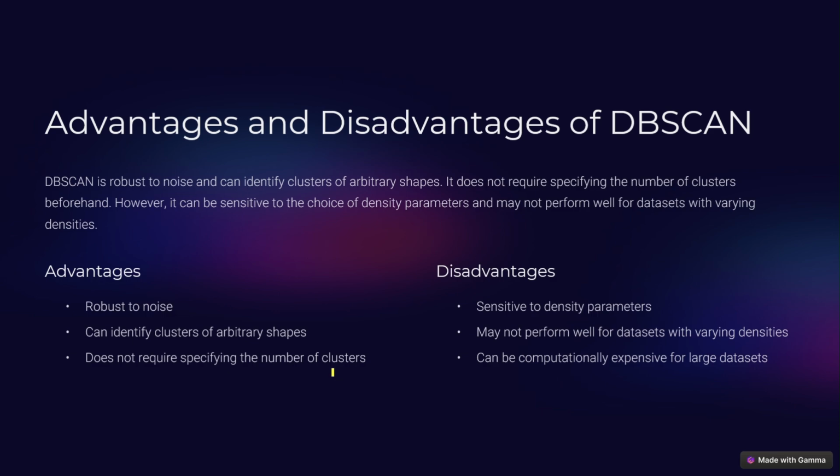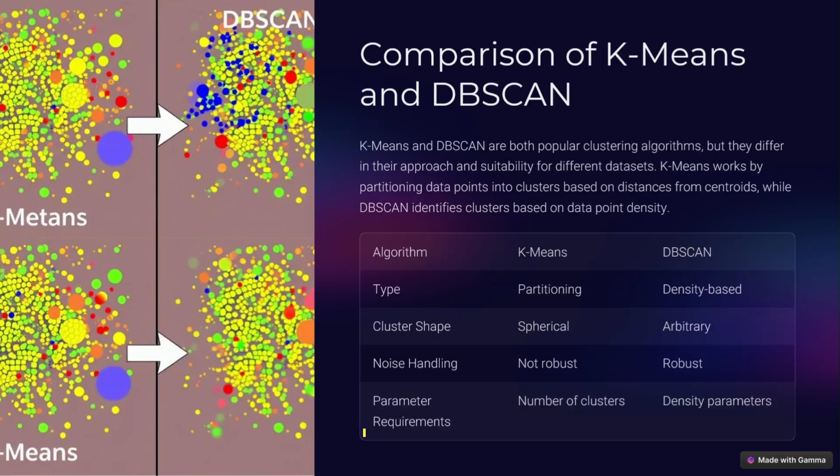Just like K-means, DBSCAN has its pros and cons. It can find clusters of different shapes, not just circular ones. It is great at handling outliers or noise in your data. You don't need to decide the number of clusters beforehand. DBSCAN also has disadvantages. It can be tricky to use because it is sensitive to settings like the distance between the points and the number of neighbors needed to form a cluster. It does not work well when your data has clusters of different densities.